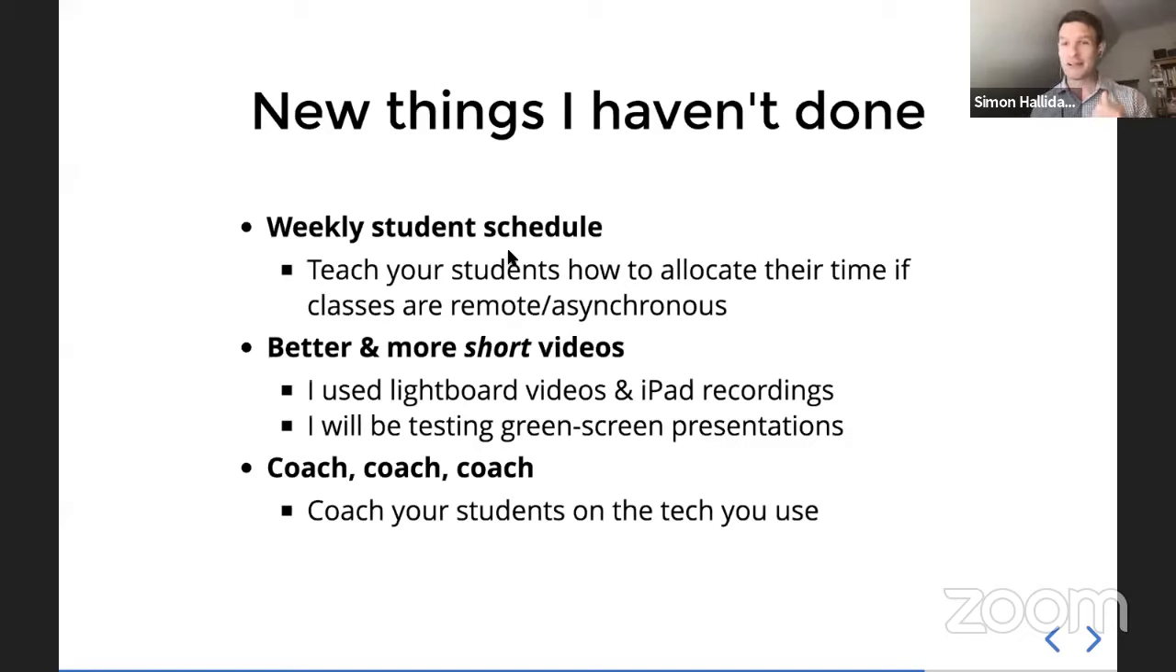Now, very importantly, if you're using new technology, coach your students, coach your students, coach your students. Even if they're digital natives, it does not mean they know how to use the technologies that we're using. So please find time and space to coach your students on their use.